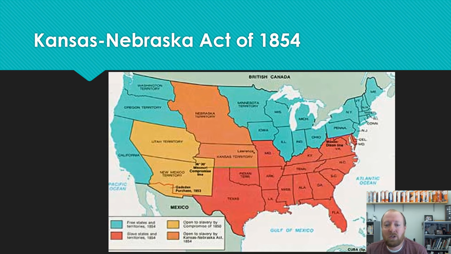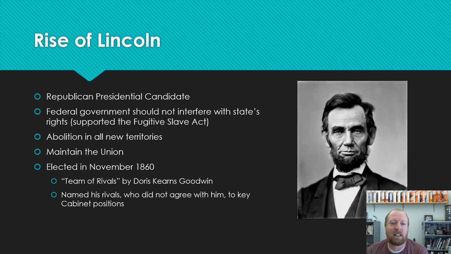And so as a result, they wanted to be able to have state sovereignty, the state right to choose whether they're free or not. The problem is that violated the Compromise of 1820, the Missouri Compromise. And so that led to some major challenges and major issues, and really led to the forefront of representation in the Senate of how many slave states and how many free states.